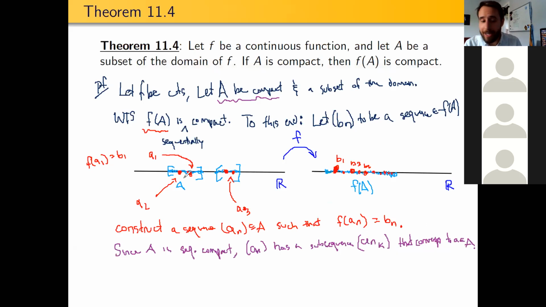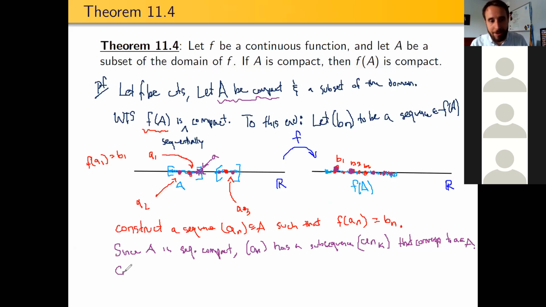So maybe it's not every single point of A. Maybe it's, say, this one, that one, right? Maybe it's only a handful of these, but we can pull out this subsequence and it converges to some point, maybe I'll star it, some point a that is an element of capital A. And now we're going to do the very natural thing. We are going to consider that subsequence and consider the corresponding subsequence over here, and ask what happens to that subsequence.